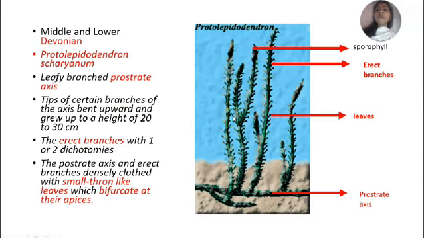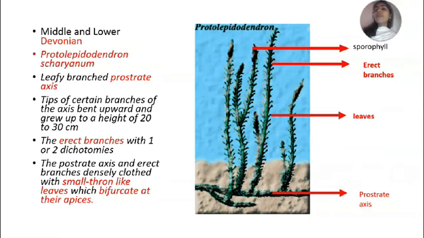The genus Protolepidodendron was found to flourish during the Middle and Lower Devonian period, or it is found from the fossils of the Middle and Lower Devonian period. One species identified from this genus is Protolepidodendron scharianum. And let's discuss the habit of Protolepidodendron in detail.